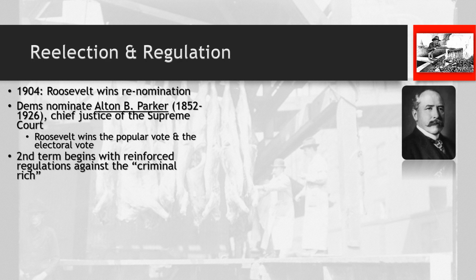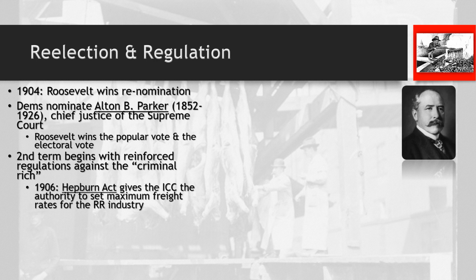And the second term that Roosevelt begins in 1905 begins with the targeting of what he refers to as the criminal rich. He believes that the people who are part of the nouveau riche and the wealthy upper class are making most of their money through criminal means. In 1906, he passes the Hepburn Act, and this gives the Interstate Commerce Commission, the ICC, the authority to start setting maximum freight rates for the railroad industry.